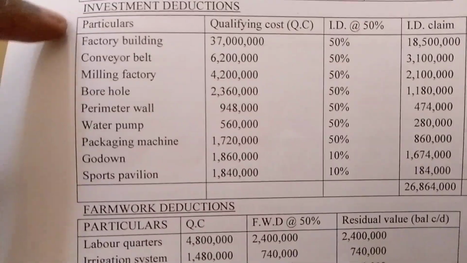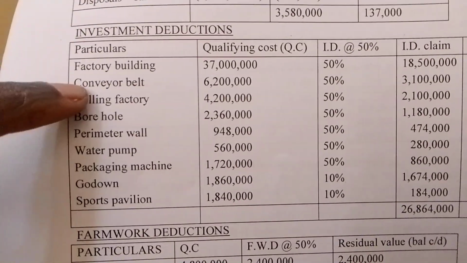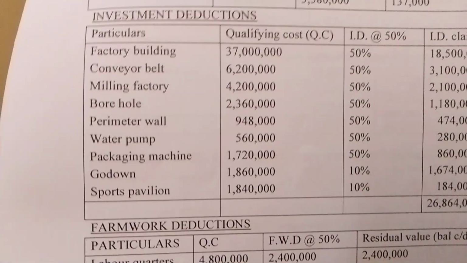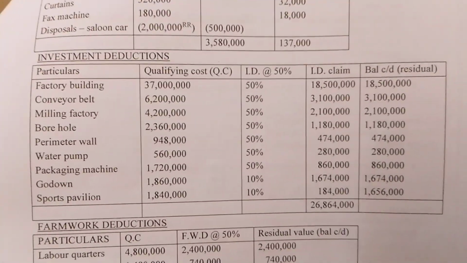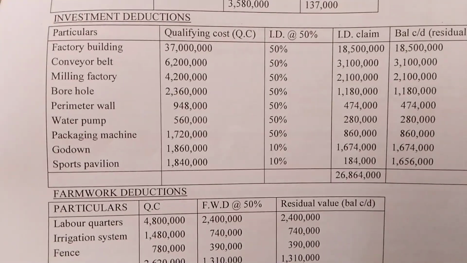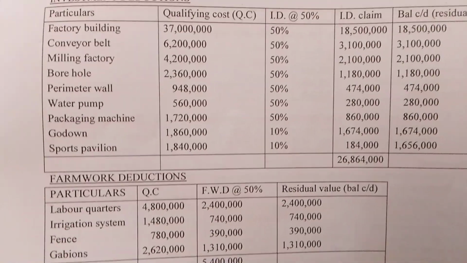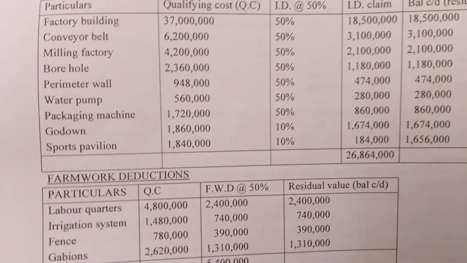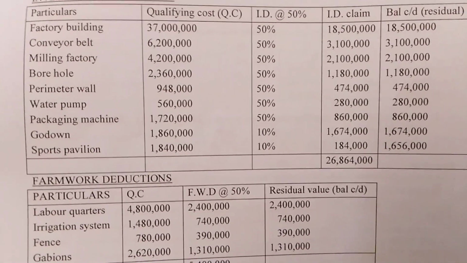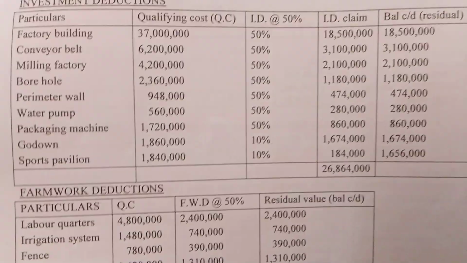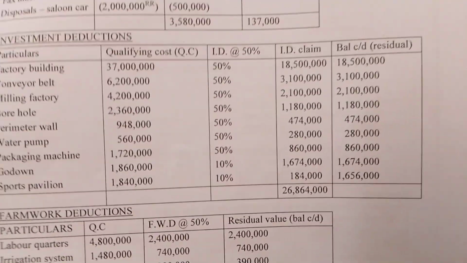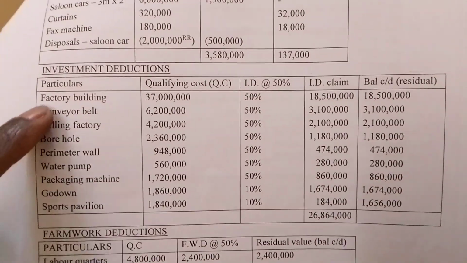So you can see what we have here: factory buildings, conveyor belts, milling factory, borehole. We assume that this borehole is supplying the factory with water for the purpose of manufacturing. Borehole, perimeter wall, water pump, packaging machine, go down. For the go down, there is no manufacturing taking place there, but we assume that this go down is for maybe storing the raw materials or the finished goods. The sports pavilion is for the staff. We are granting them 10%. So you can see what we have done for investment deductions now.